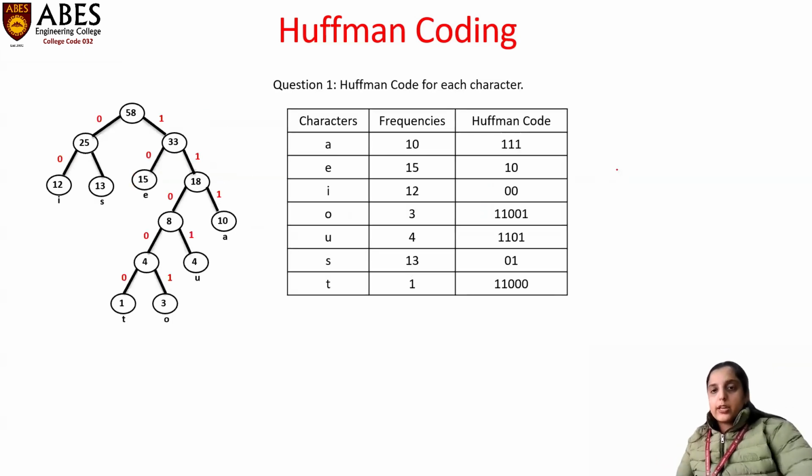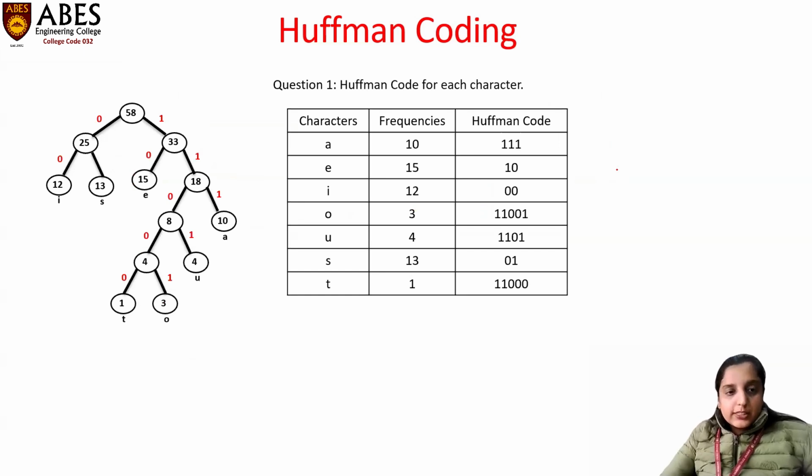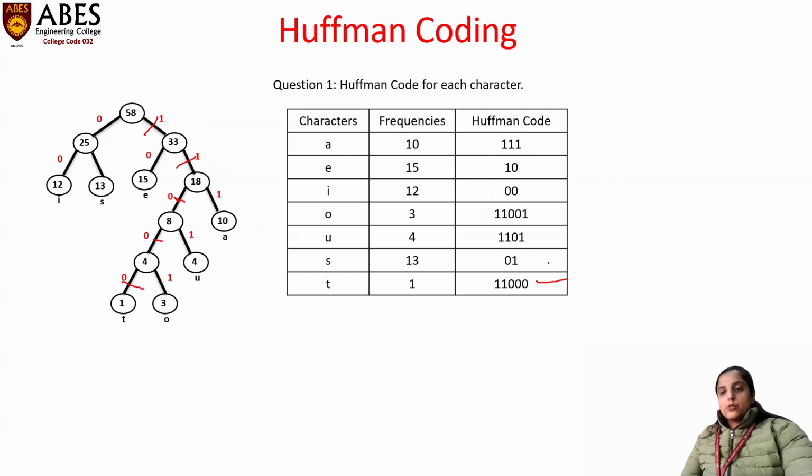As you can see here, I have already calculated the Huffman code for each alphabet. You can cross check it. For example, if I calculate for T, see the path: 1, 1, 0, 0, 0. So T is 11000. Likewise, you have to calculate the Huffman code for each character.